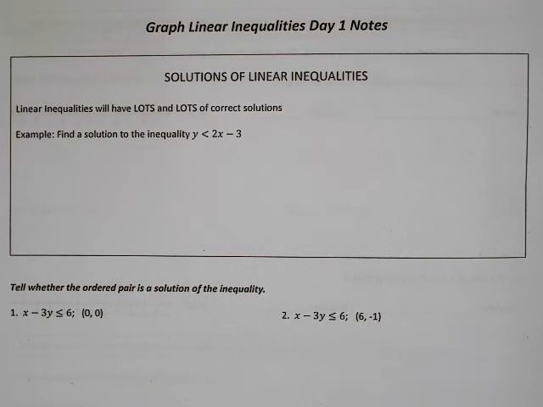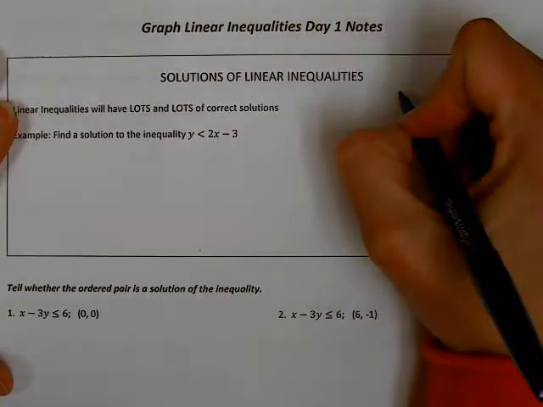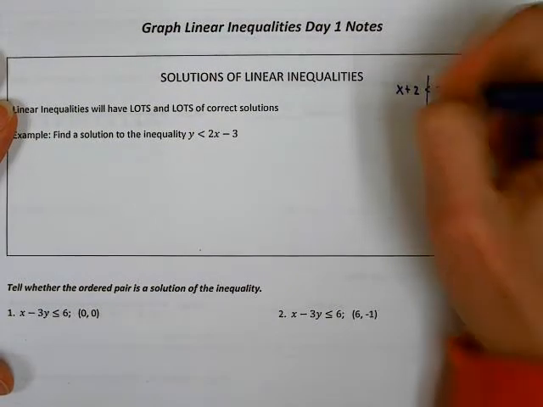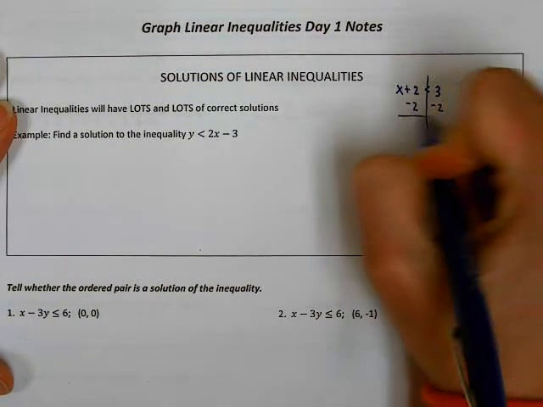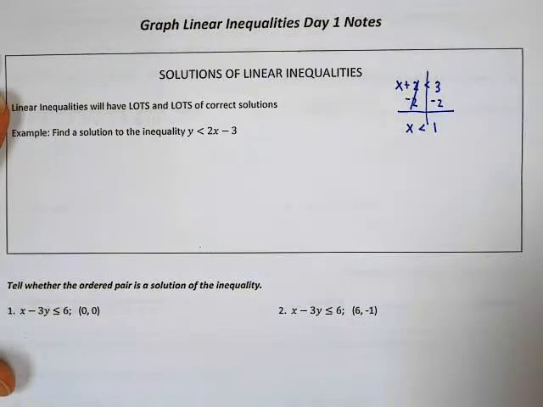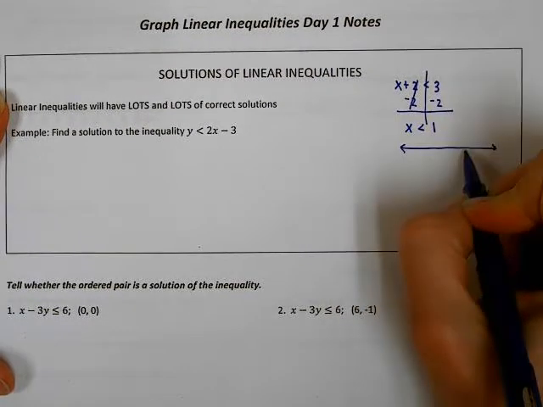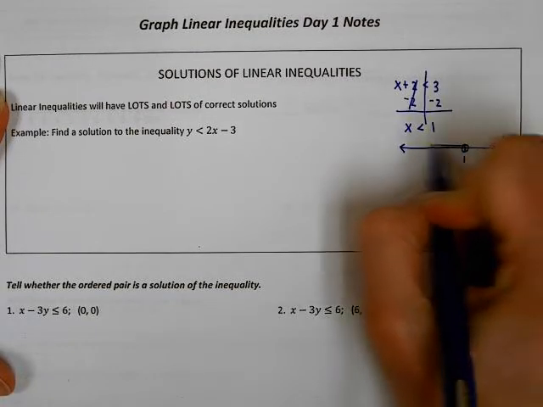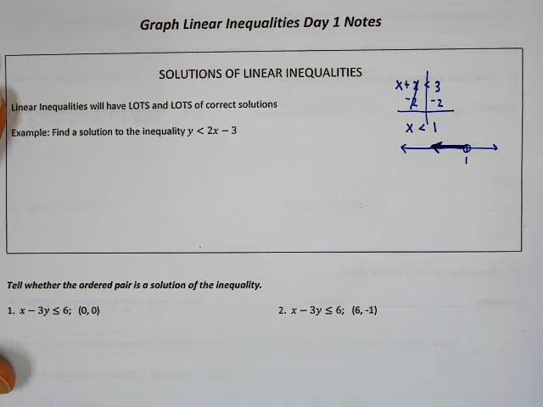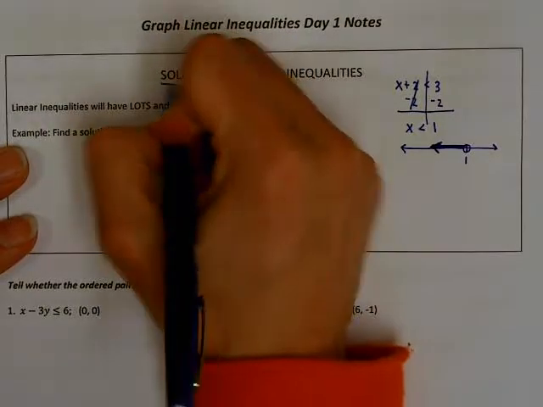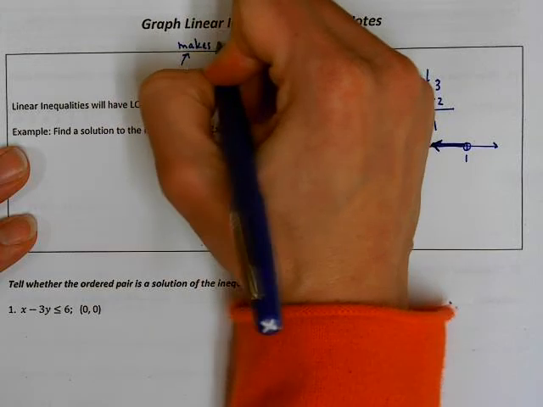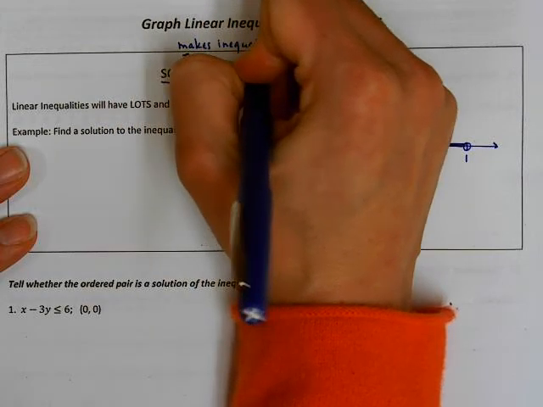Now, when we talk about solutions of linear inequalities, these inequalities are going to have lots and lots of correct solutions. Just to think back, we've been working with things that look like this, for example, and we know to solve that we subtracted 2, and so we got x is less than 1. We know the graph looks something like this. All of the points I'm shading to the left are solutions of that inequality. Remember, when we talk about a solution, we mean that it makes the inequality true.